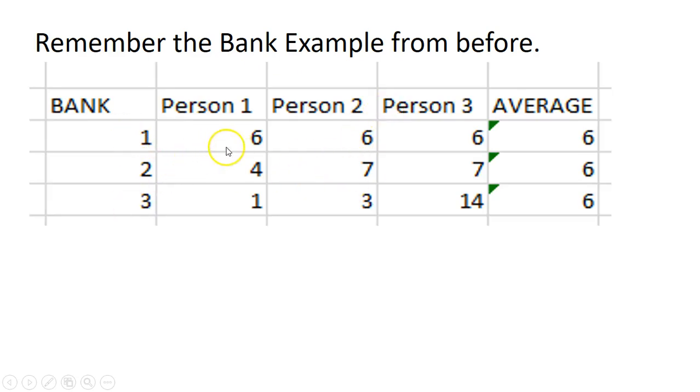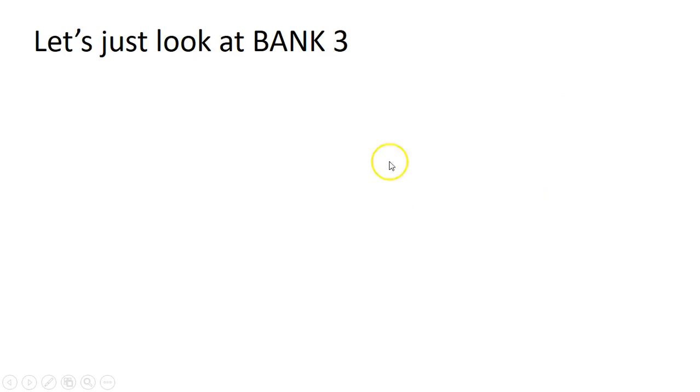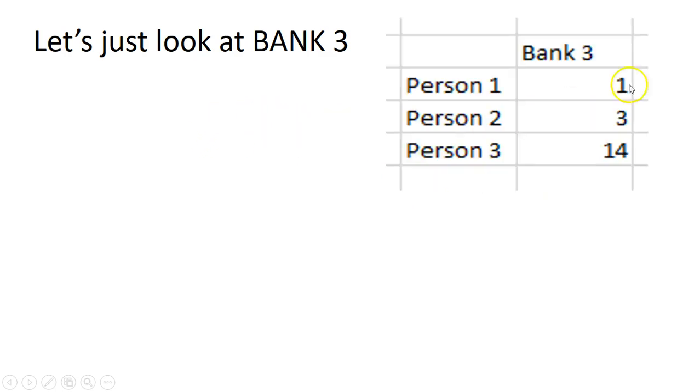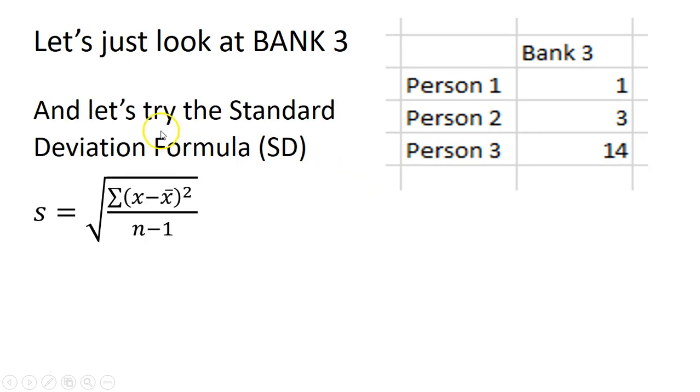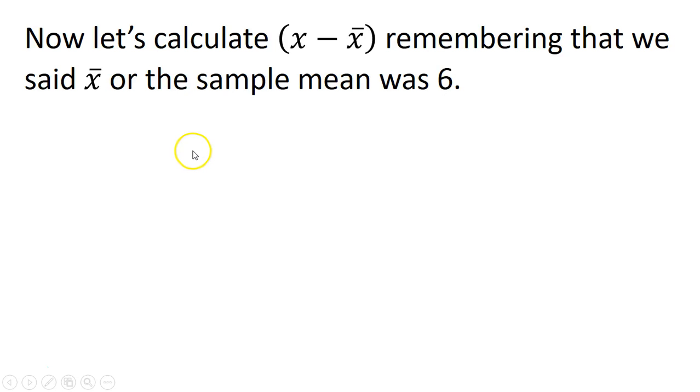So remember the bank example that I gave you before, right? You have the banks, and you have bank 1, and each person was about the same. No variance basically whatsoever. This one has a little bit of variance, right? And this one should have a lot of variance from where it's at, but they all gave us the same mean, right? Let's look at bank 3. This is just bank 3, right? Just looking at bank 3.